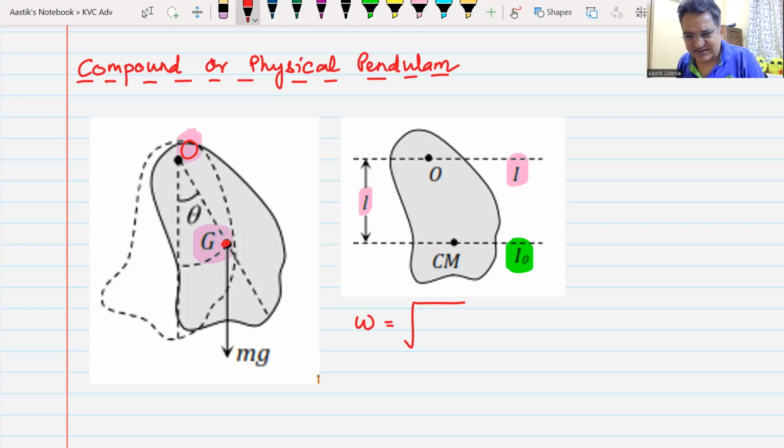How will you get the omega for this? In the case of linear SHM, it was root over k by m. Here it is root over C by I. C was the torsional constant, torque. Okay, let's just not write it this way. So basically, what is going to happen is the weight is going to create the torque.